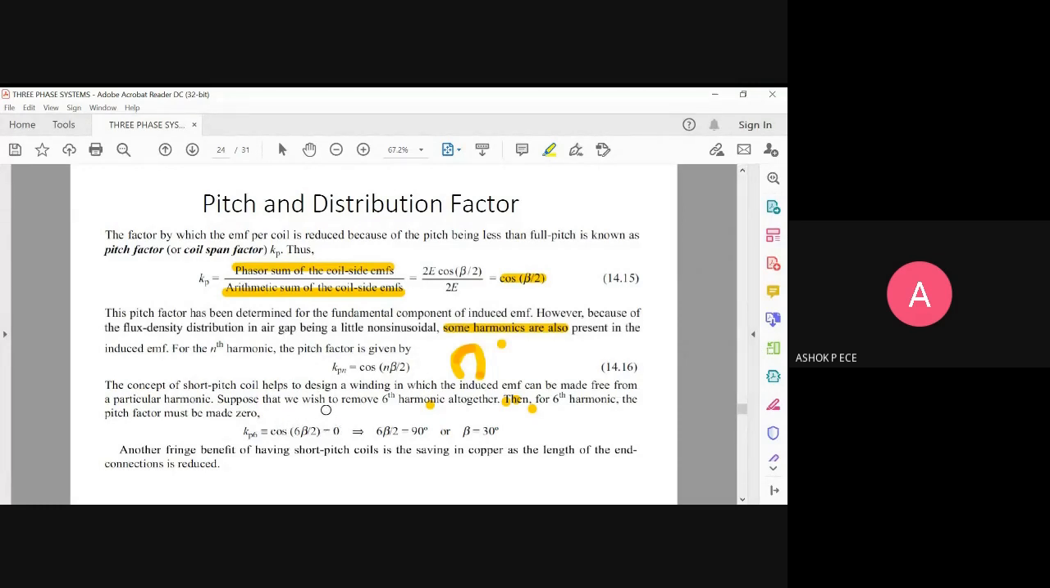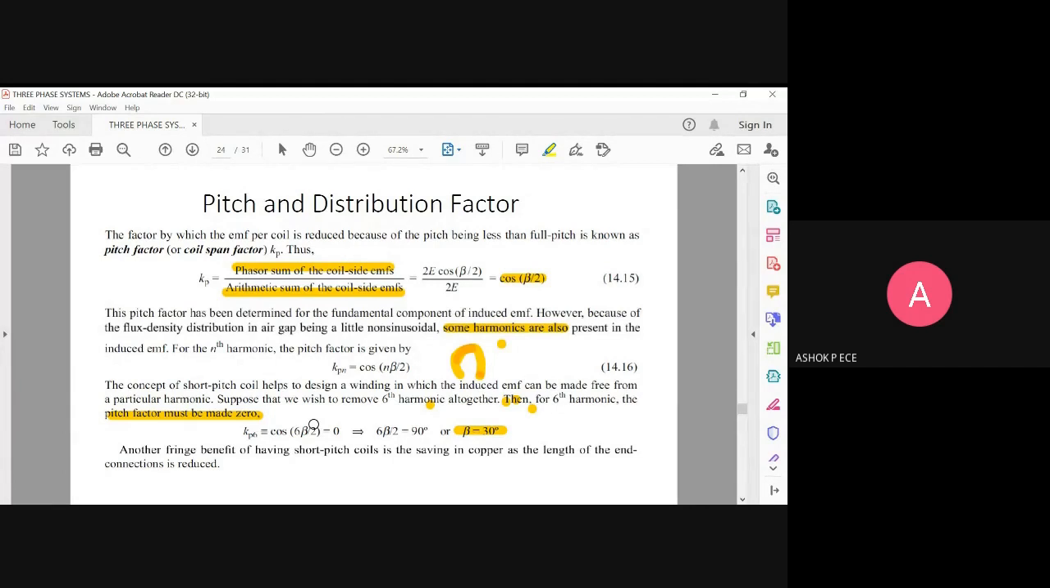When will cos be 0? For which angle does the cos value become 0? 90 degrees. So I'll equate 6 beta by 2 to 90. So 6 beta by 2 equals 90, so beta equals 30. If you have beta equal to 30, it means that for the sixth harmonic, the pitch factor must become 0. That is what they say here: you can choose for which harmonic your pitch factor can be 0. So you have to eliminate harmonics.